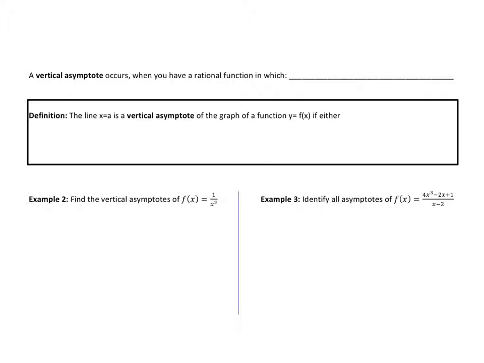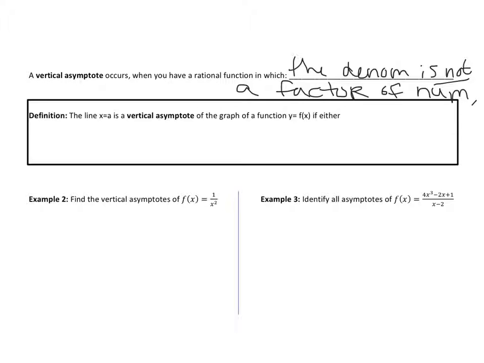So then, now that you've described it, let's think about it, and you should actually have this answer based on your rational expression, your graphing rational function notes that we did last class. So a vertical asymptote occurs when you have a rational expression in which the denominator is not a factor of the numerator. Okay, so you have a vertical asymptote when you have a rational expression in which the denominator is not a factor of the numerator.